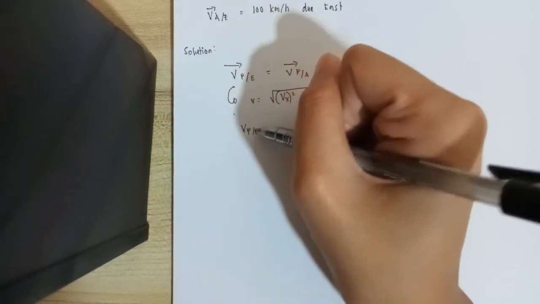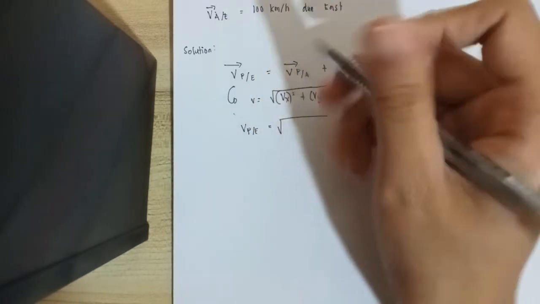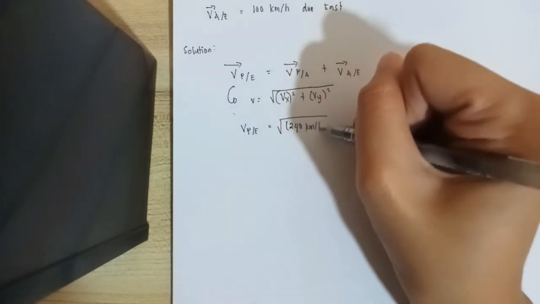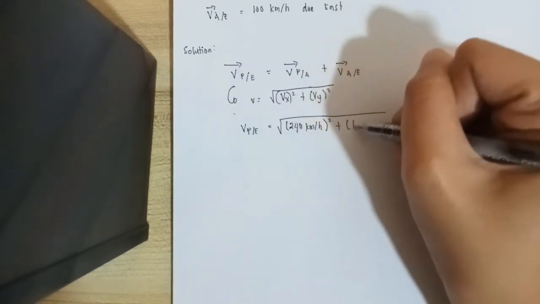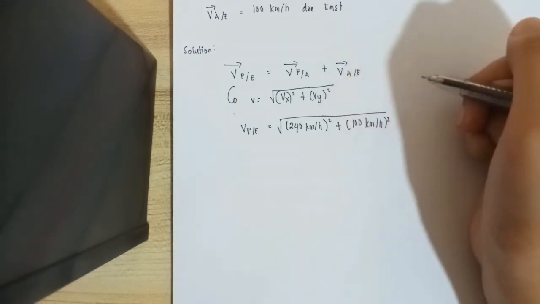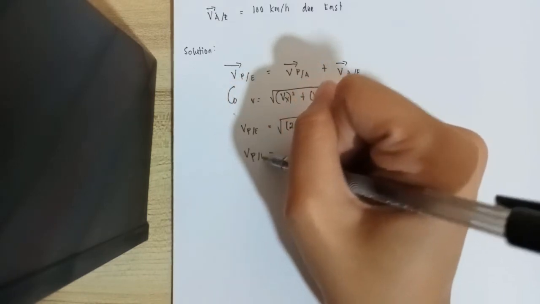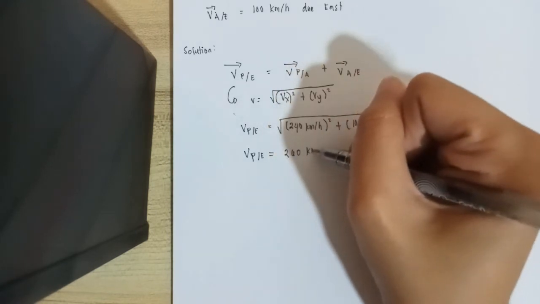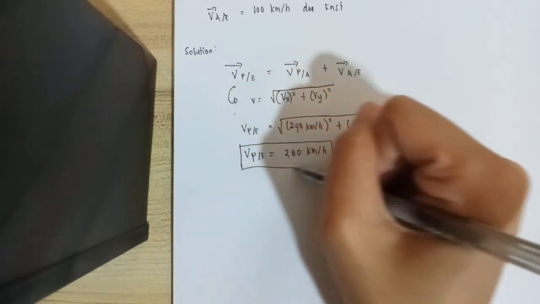So the velocity of the plane relative to the Earth is equal to the square root of (240 km per hour) squared plus (100 km per hour) squared. So in calculator, the velocity of the plane relative to the Earth would be 260 km per hour.